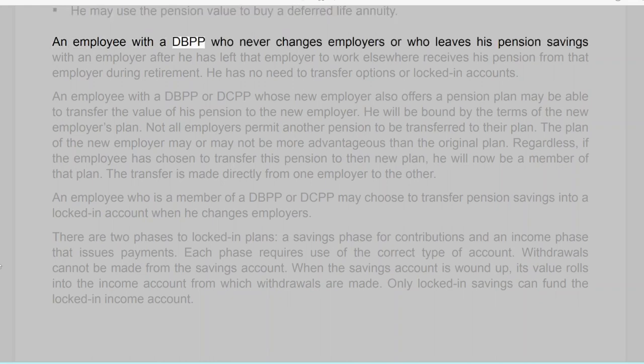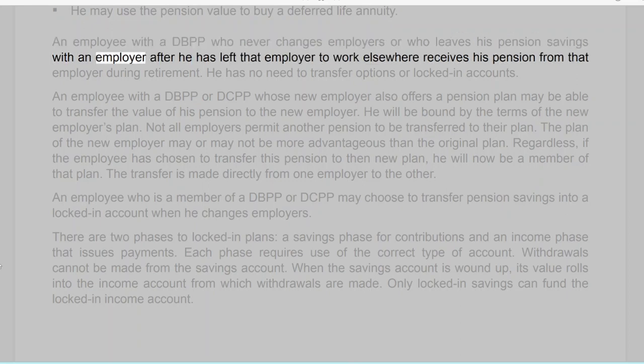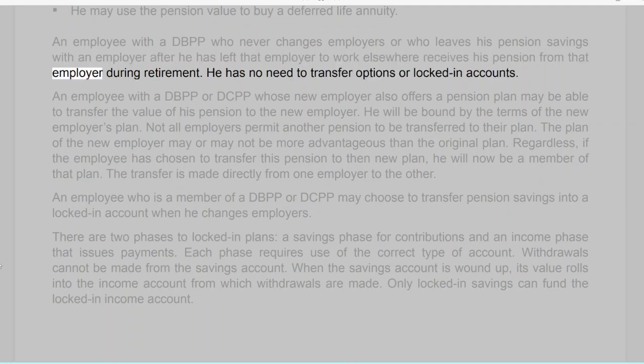An employee with a DBPP who never changes employers or who leaves his pension savings with an employer after he has left that employer to work elsewhere receives his pension from that employer during retirement. He has no need to transfer options or locked-in accounts.